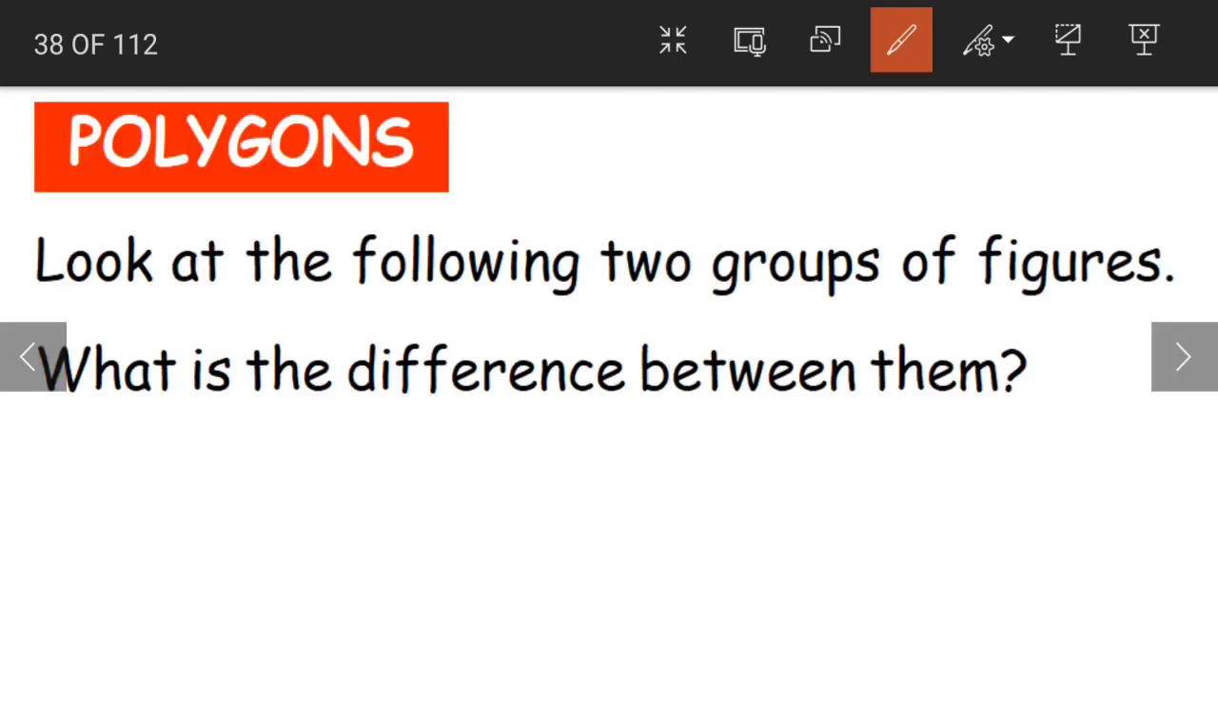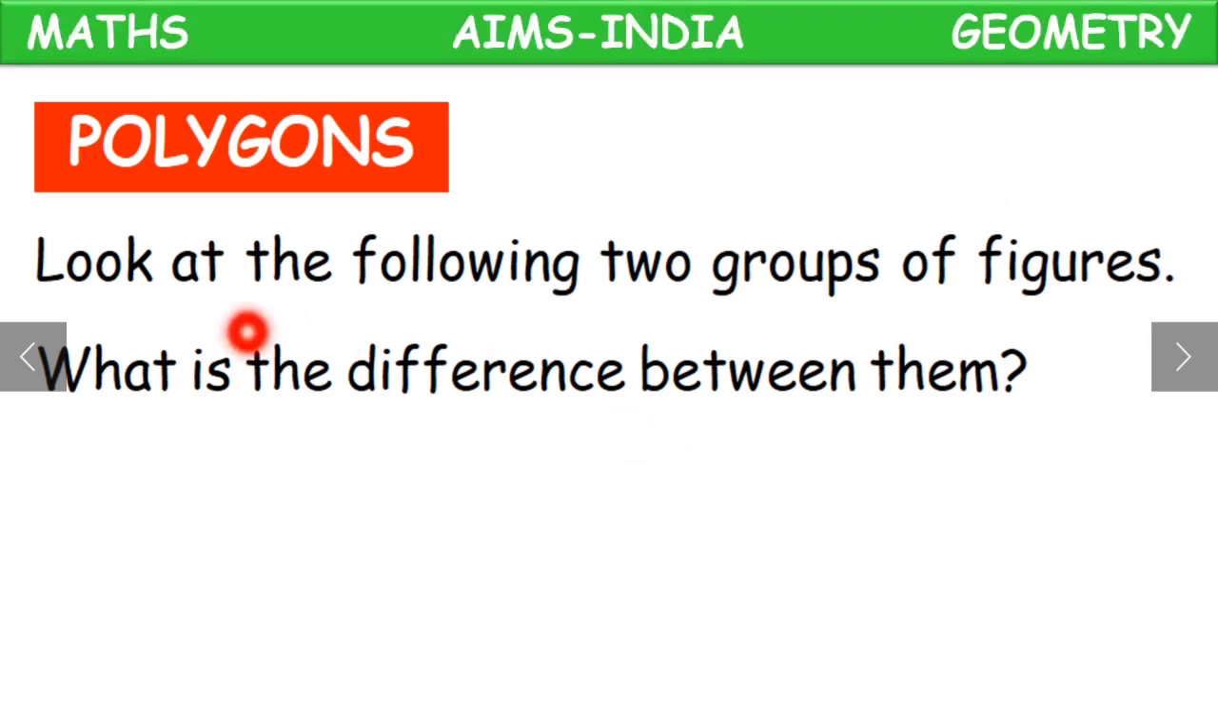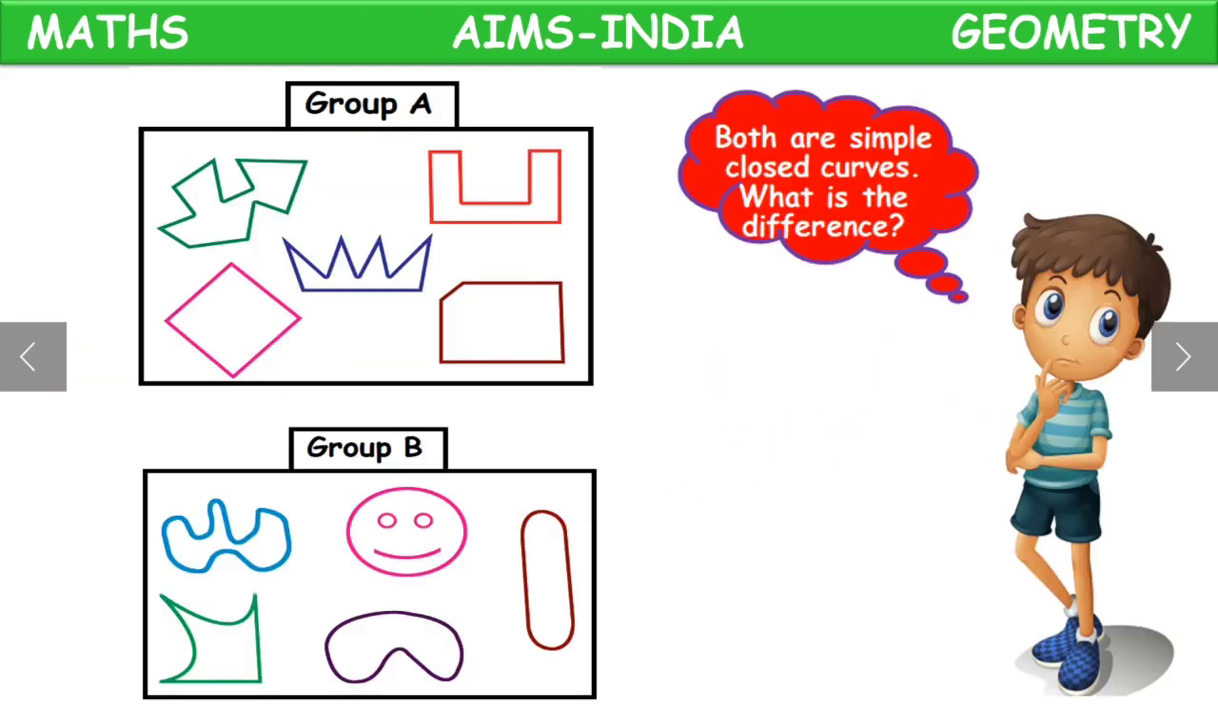I hope the concept of simple closed curves and also open curves is clear. Now coming to the next topic, that is polygons, children. Now look at the following two groups of figures. What is the difference between them?